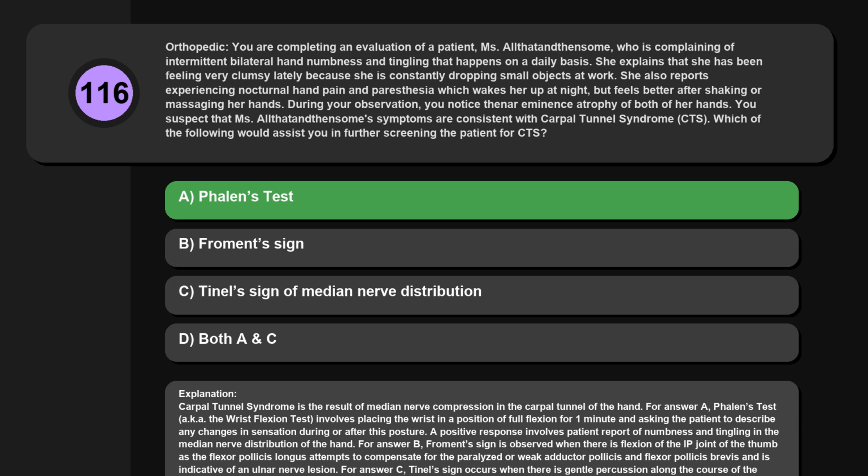For answer B, Froment's sign is observed when there is flexion of the IP joint of the thumb as the flexor pollicis longus attempts to compensate for the paralyzed or weak adductor pollicis and flexor pollicis brevis, and is indicative of an ulnar nerve lesion.